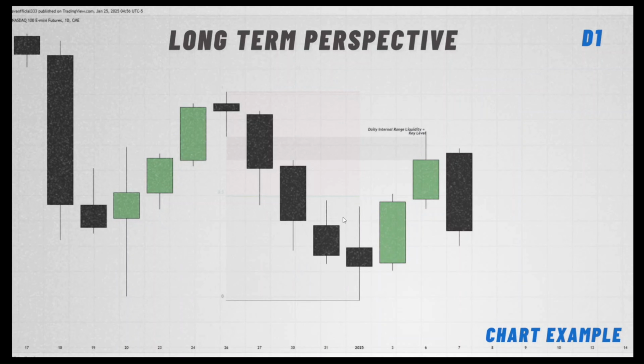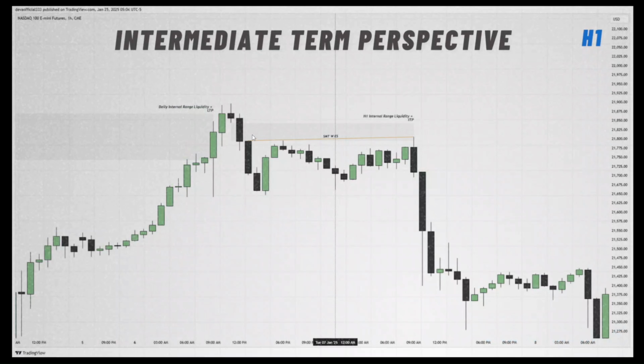Now we have the first example, which is NASDAQ futures. We have the long-term perspective as the daily, where the daily internal range is the key level. Premium versus discount is very important. The daily FVG got hit, and then we need to switch to the H1, the intermediate-term perspective. So we have the H1 fair value gap, and then SMT with ES.